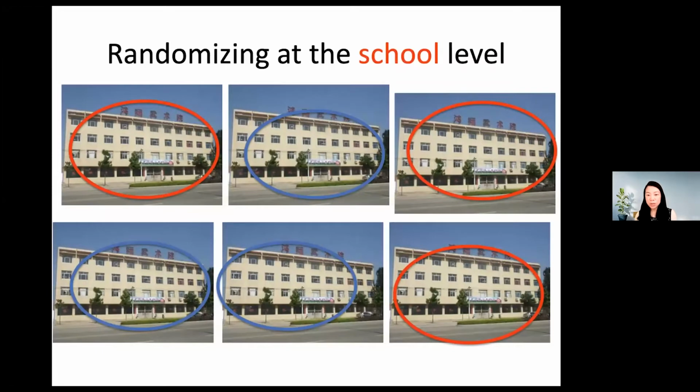So I want you to pause a little bit here to think about what's the problem? Why do we care about individual level, class level, or school level? Think about this, and when we talk about the threats to the validity of RCTs, we will go back and revisit why we need to think about the randomization at different levels.